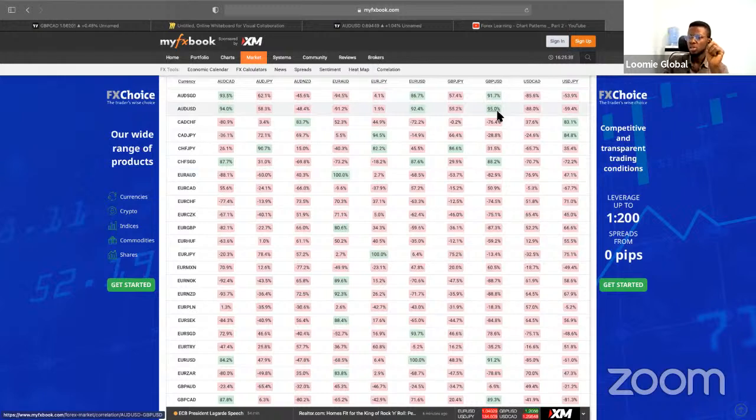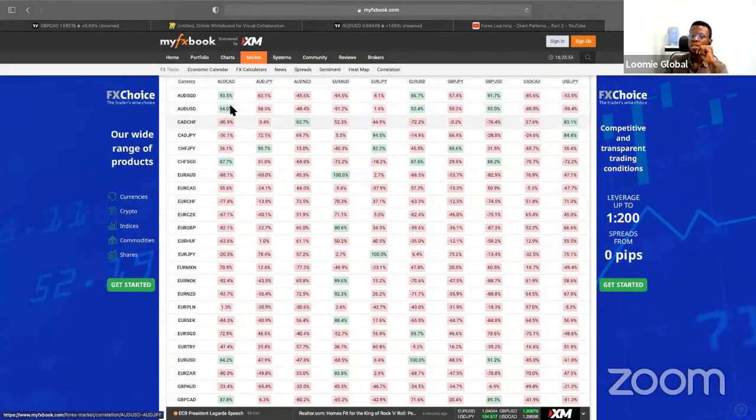95.0% correlation. Now, these pairs are strongly correlated. See this first one, AUD/USD and AUD/CAD, 94.0% correlation, positive correlation. It means they will most likely move in the same direction.